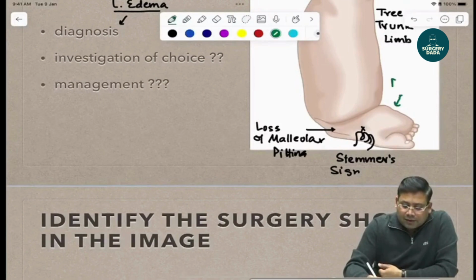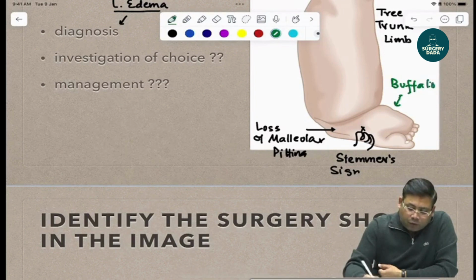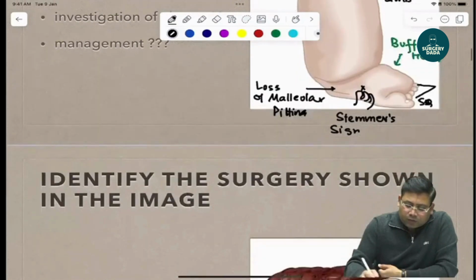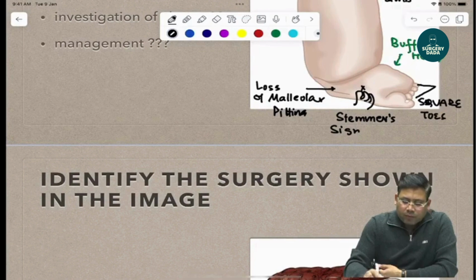This is a classical buffalo hump. So buffalo hump, you get to see a buffalo hump, and this is very important. What else is important? If you see the toes, what are these toes, students? These are the classical square toes. So squaring of the toes, buffalo hump.